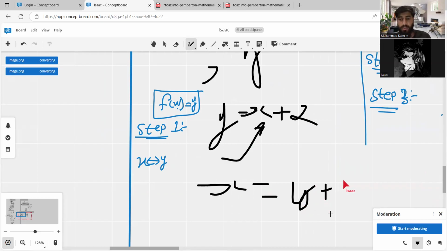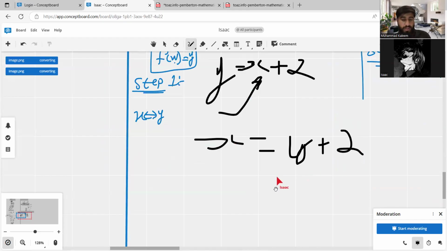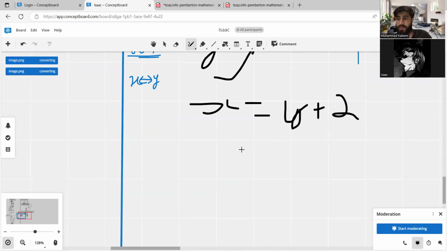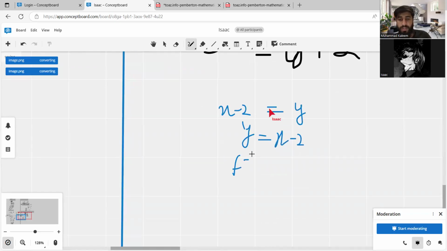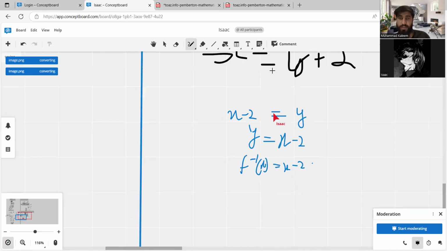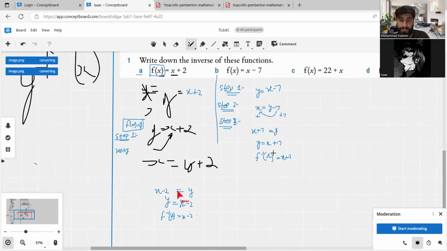I think it's a little bit hard for you to write on this board, so you can solve on your notebook, or you just tell me and I will write for you. What should I write next? Then you have to make y the subject. So it's going to be x minus 2 is equal to y, or y is equal to x minus 2. Exactly. That's it. And this is the inverse of the function.